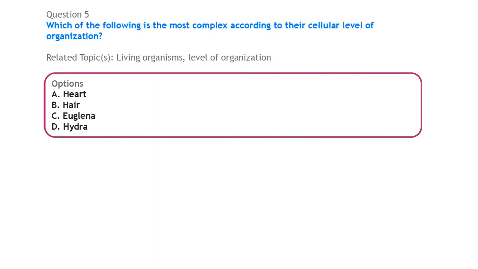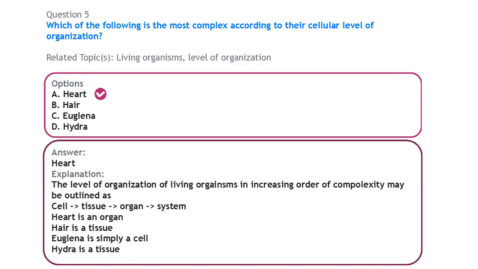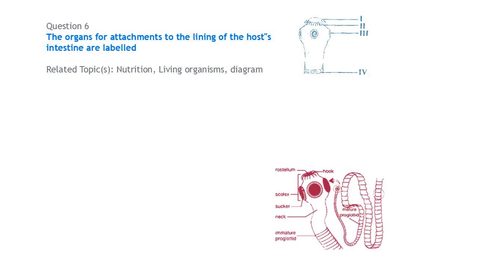Next question, also on level of organization. Which of the following is the most complex according to their cellular level of organization? The heart is an organ, the hair is a tissue, Euglena is just a cell, a unicellular organism, while the hydra is a tissue. If you look at the level of organization, the heart is more complex than the tissue and the cell. So the most complex according to their cellular level here is the heart, because it's at the organ level.